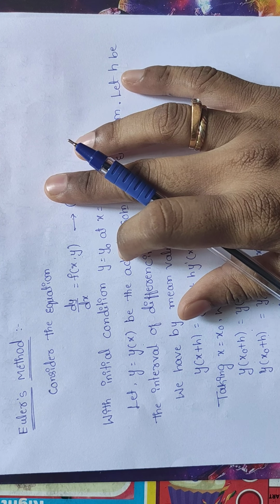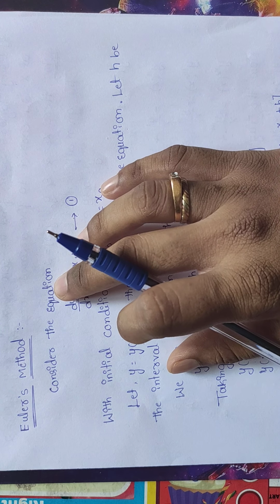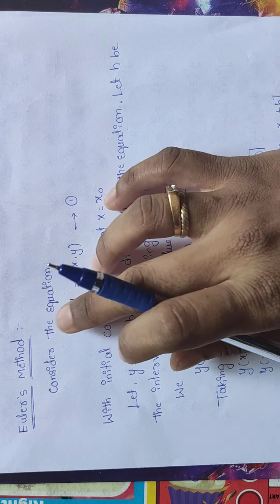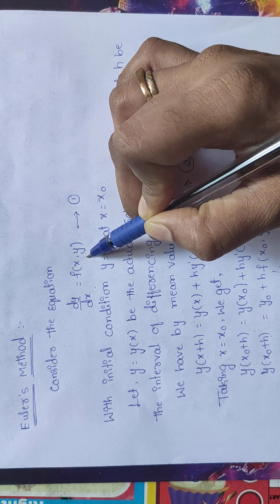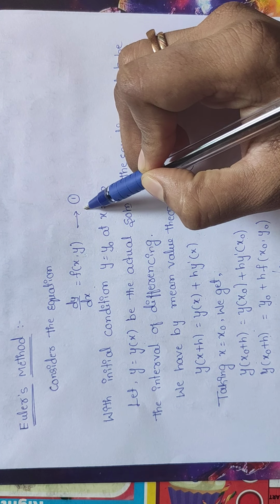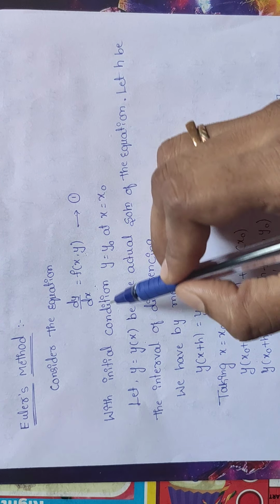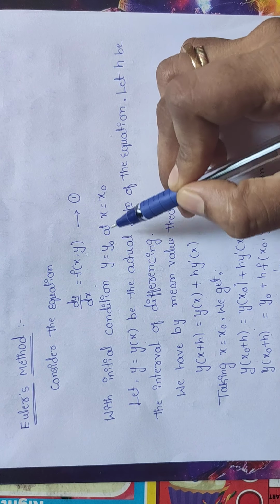Hi students, here is another method in the solution of initial value problem, that is Euler's method. Consider the equation. We know the first order derivative is dy/dx = f(x, y). Let us consider this as equation 1 with initial condition y = y0 at x = x0.